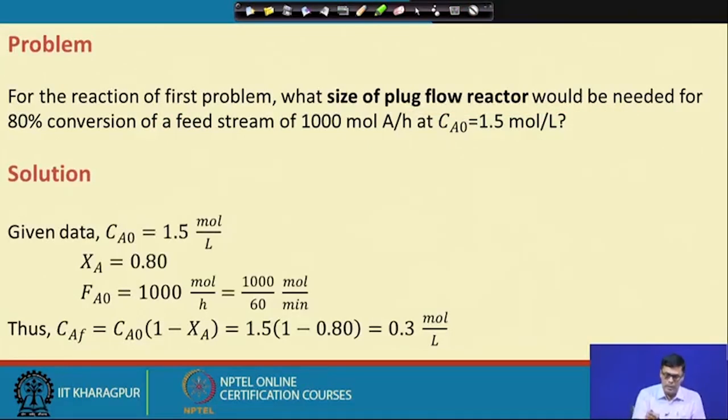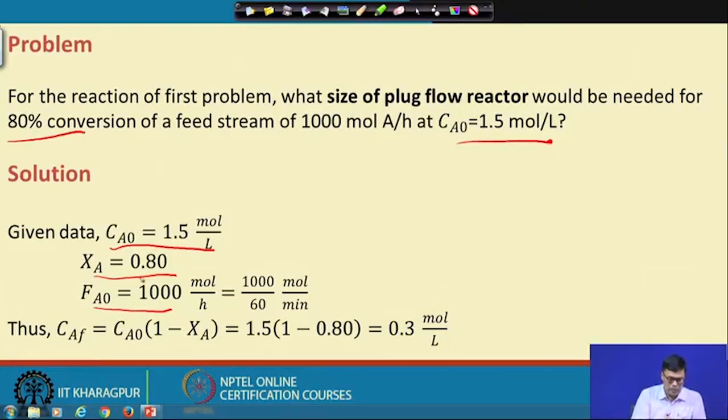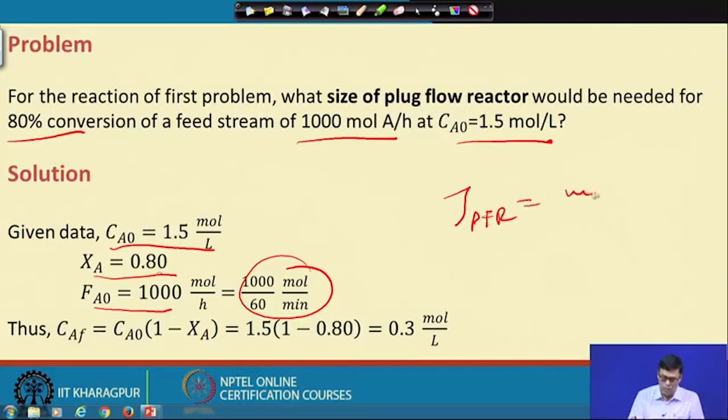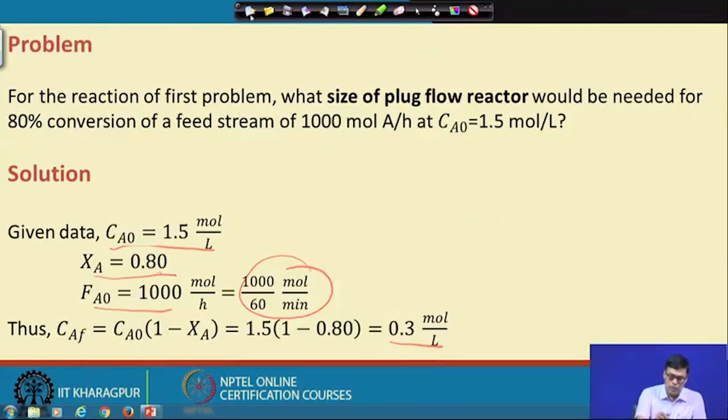Now, as I pointed out, you have to write what things are given in the problem. CA0 is 1.5, XA is the 80% conversion, that is 0.8, and FA0 is 1000 moles of A per hour, which you can convert per unit volume. This is very important because if you calculate tau of the plug flow reactor in minutes, the flow rate also should be in minutes, otherwise there will be some error in calculations. Now CAF is 0.3, I have already shown you, I don't like to explain further.